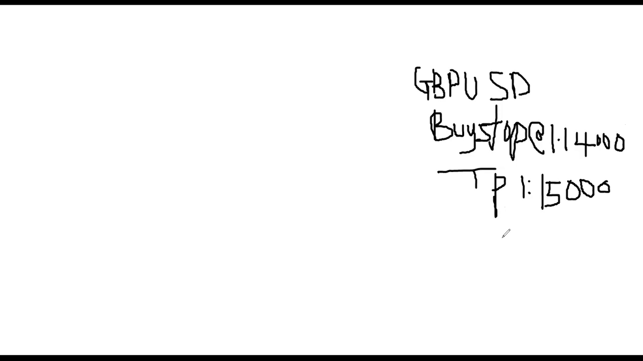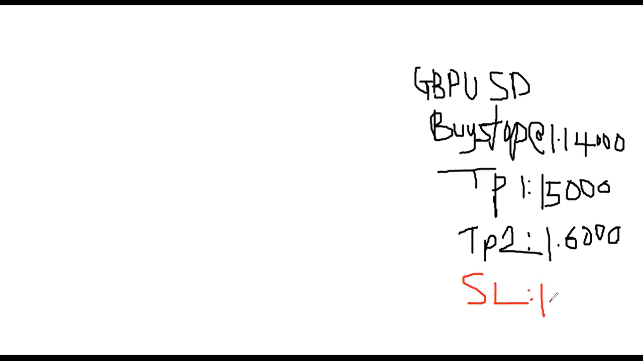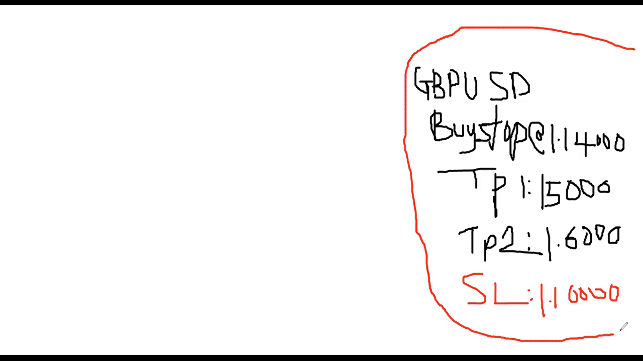Then let's say my TP2 is what? 1.6000. Let's say my stop loss is 1.1000. Let me help you draw this so that it looks so clear to you. This is a signal, a signal you see companies sending to people. Are you with me? Just a minute, please.